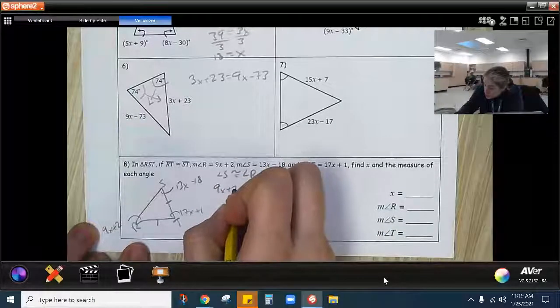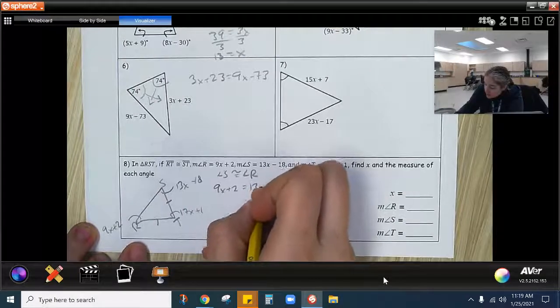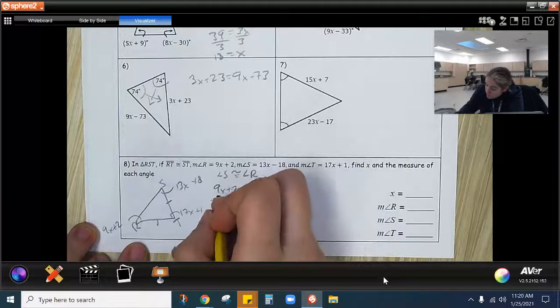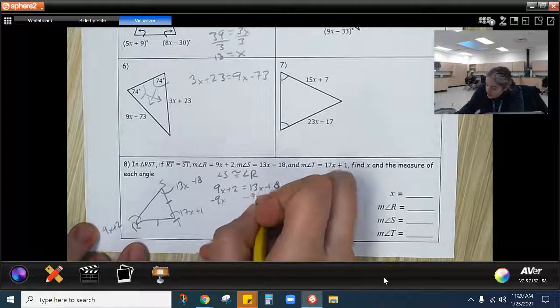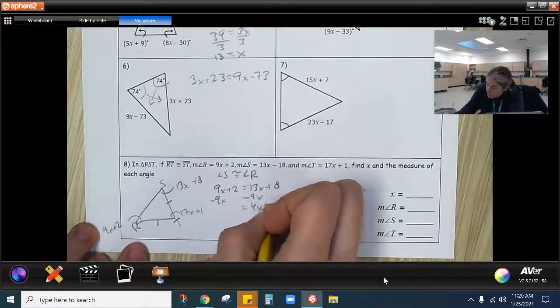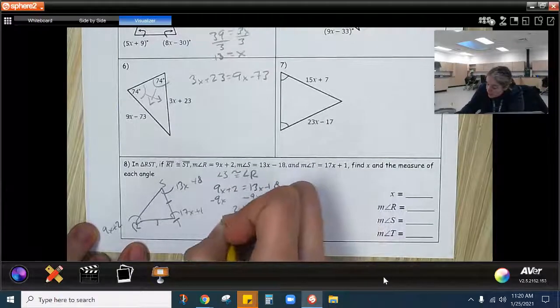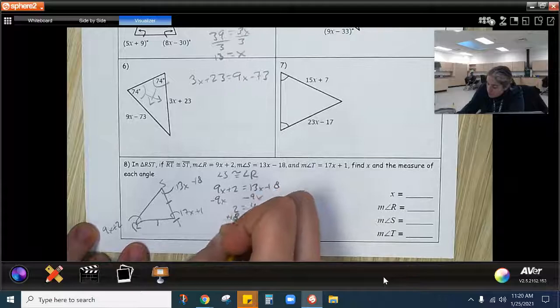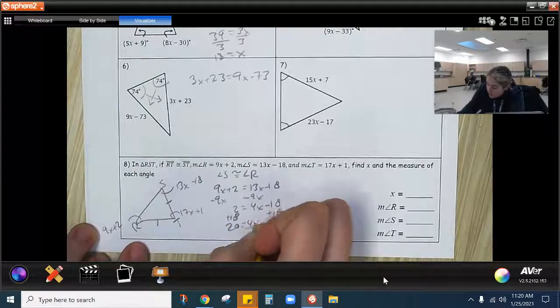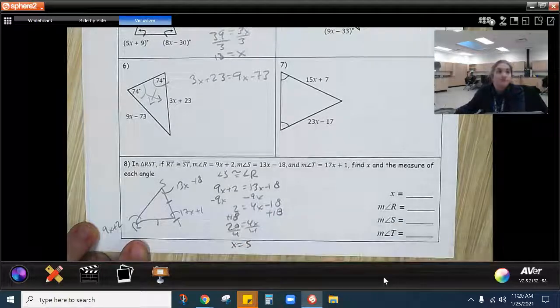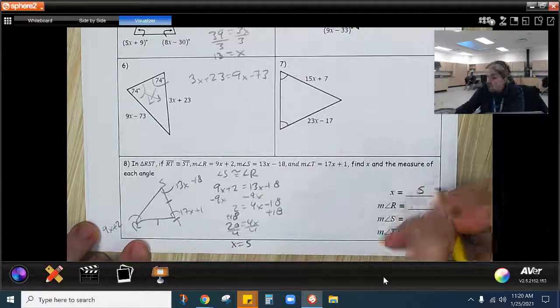So 9x plus 2 is going to equal 13x minus 18. I'm going to subtract 9x on both sides. So I get 2 equals 4x minus 18. When I add 18, I get 20 is equal to 4x. When I divide by 4, we end up with x is equal to 5. So I figured out what my x is, it's 5.